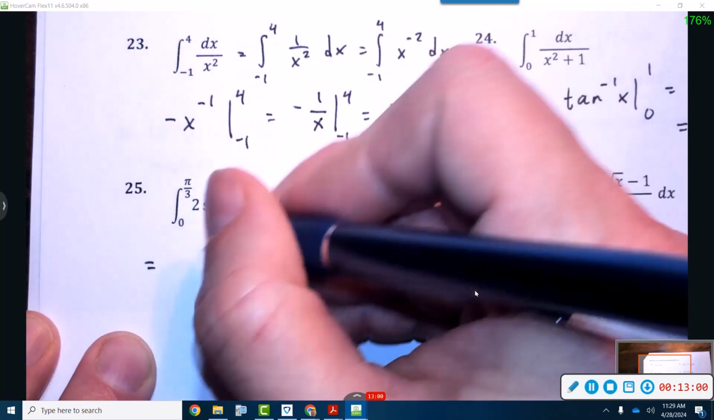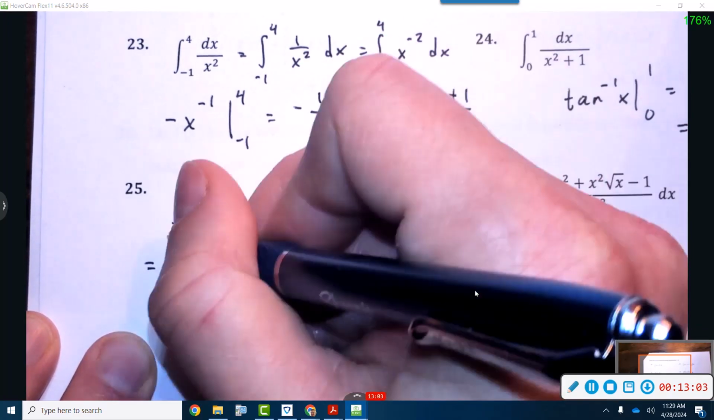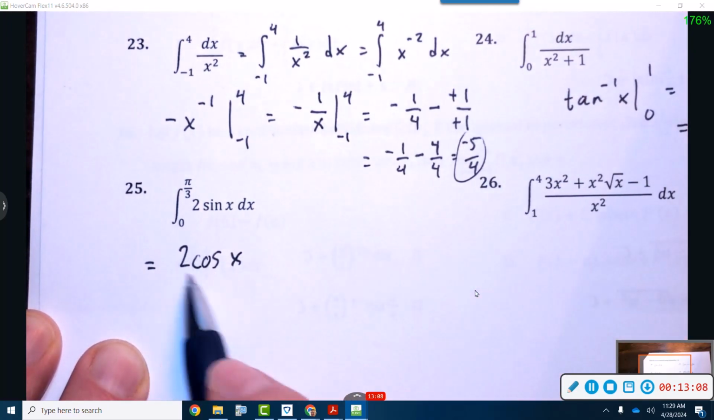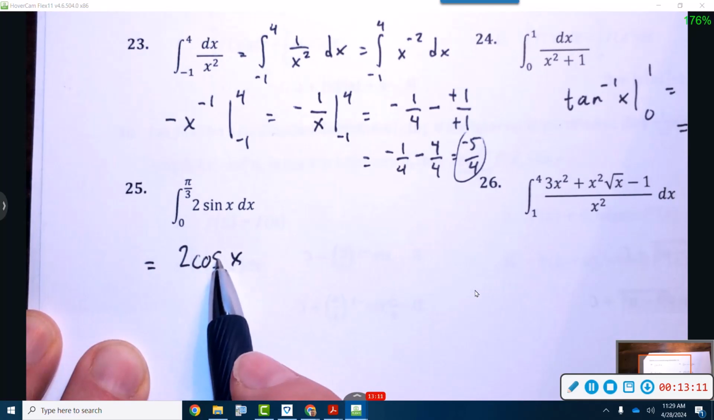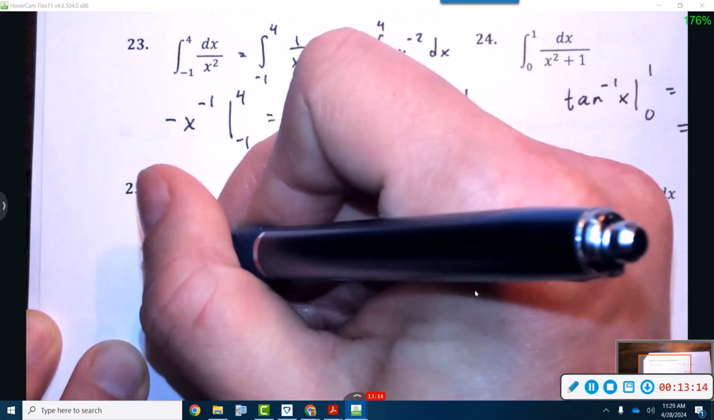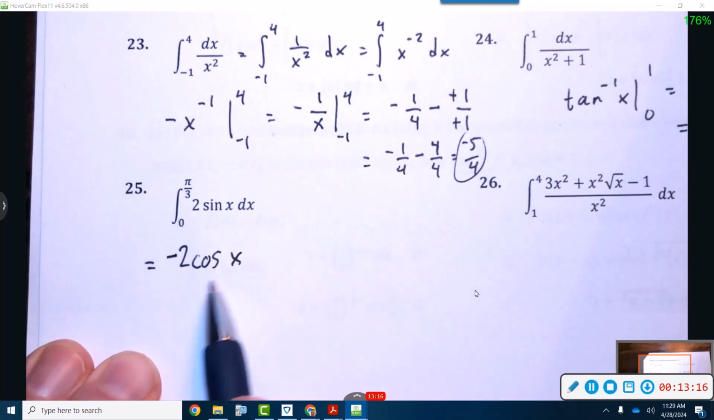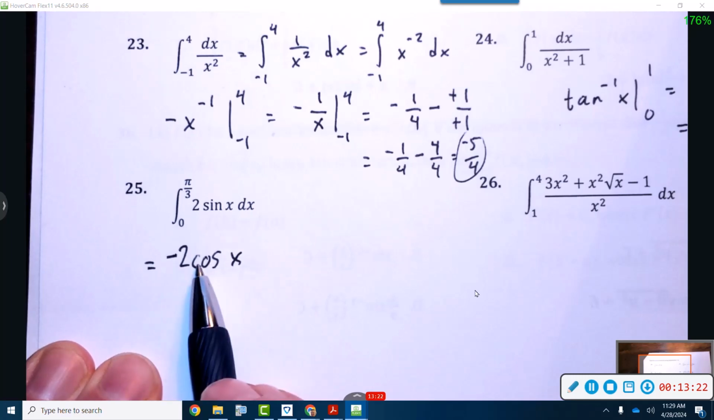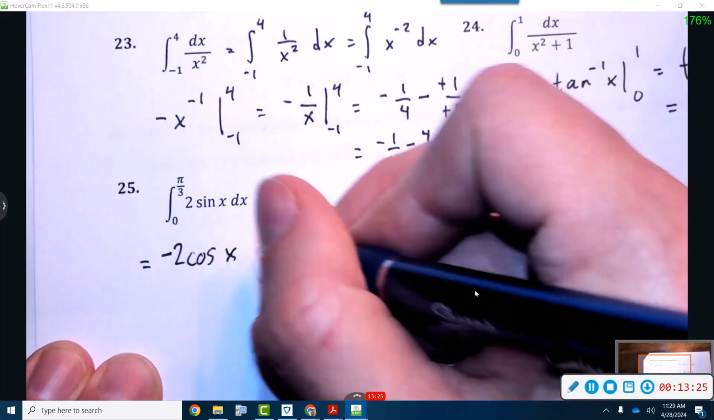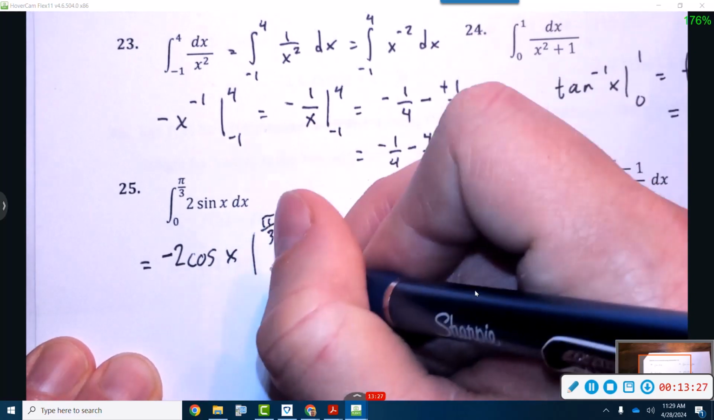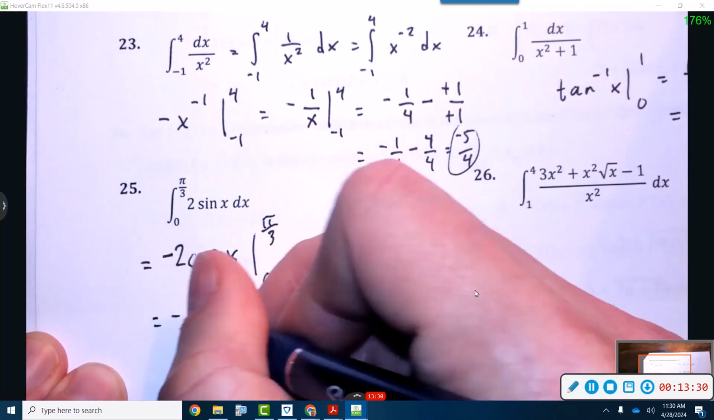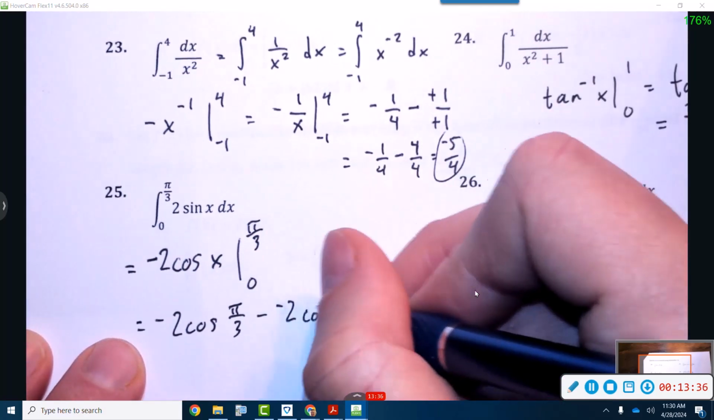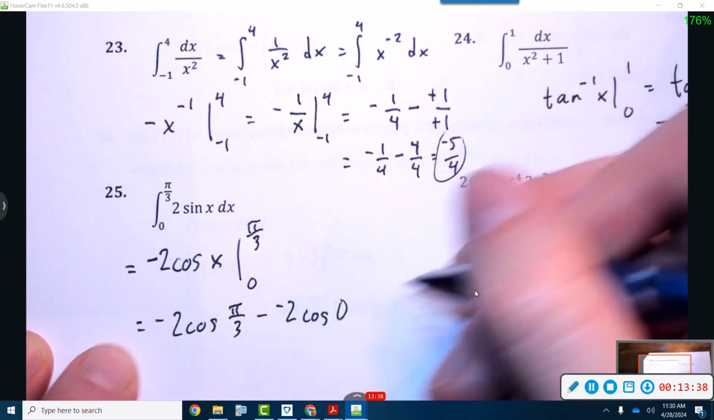We got antiderivative of this guy is cosine, okay, of 2. I'm sorry, of 2 cosine x. And let's just verify that the derivative of this is this, and that is incorrect. We need this to be a negative, okay? Because the derivative of cosine is a negative sine, and we need to get rid of it. So if we were to use a chain rule there, we would find that it would equal that. We're going to go from pi over 3 to 0. So negative 2 cosine of pi over 3 minus negative 2 cosine of 0.